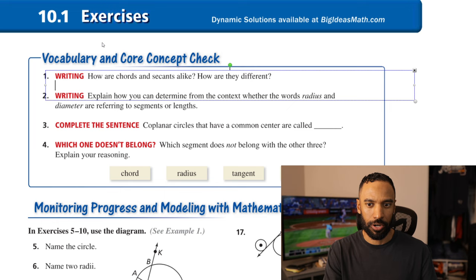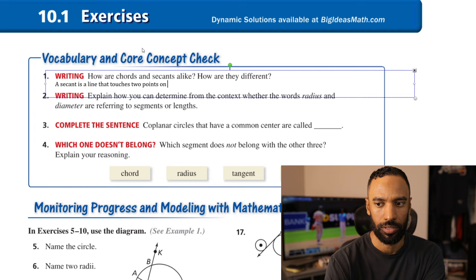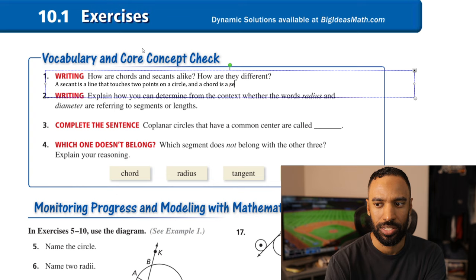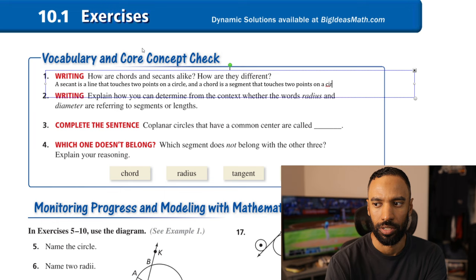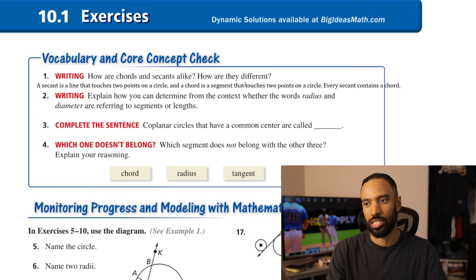So a secant is a line that touches two points on a circle, and a chord is a segment that touches two points on a circle. Every secant contains a chord, right? Somewhere a line contains a segment, and because it touches those two endpoints, it does that. So how are they the same? They touch two points on a circle. How are they different? One's a line, one's a segment.